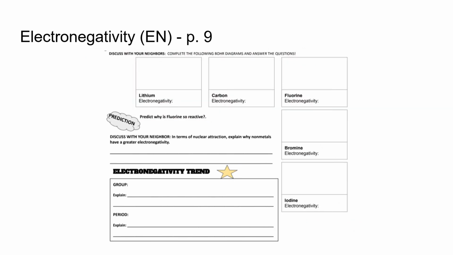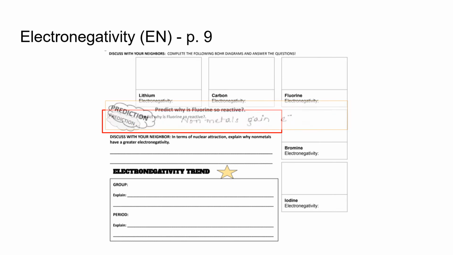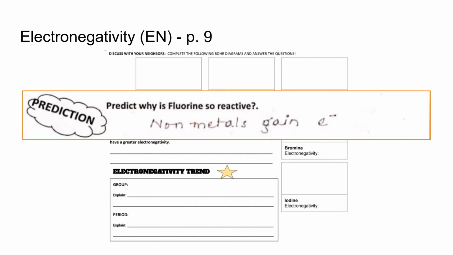Now let's look at the questions on the side. So let's first look at that prediction part. Pause the video and predict why we think fluorine is so reactive. Your answer should be somewhere along the lines of, because fluorine is a nonmetal and it's easier for nonmetals to gain electrons, which means in order to gain those electrons, they have to attract the electrons from any other atom. So fluorine is very electronegative. It can attract electrons from other atoms. That's why it's so reactive.